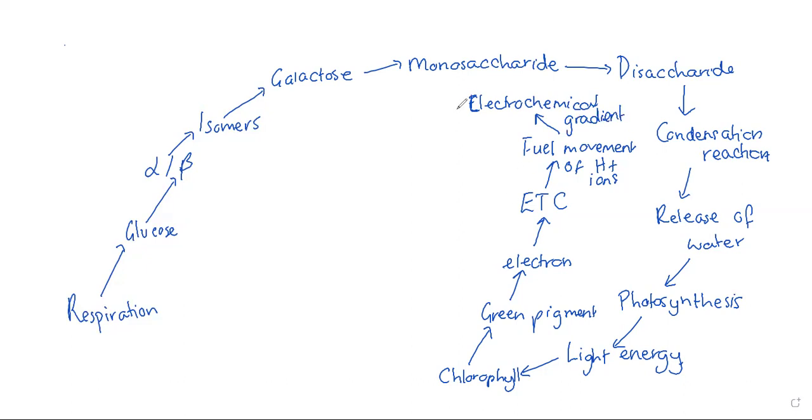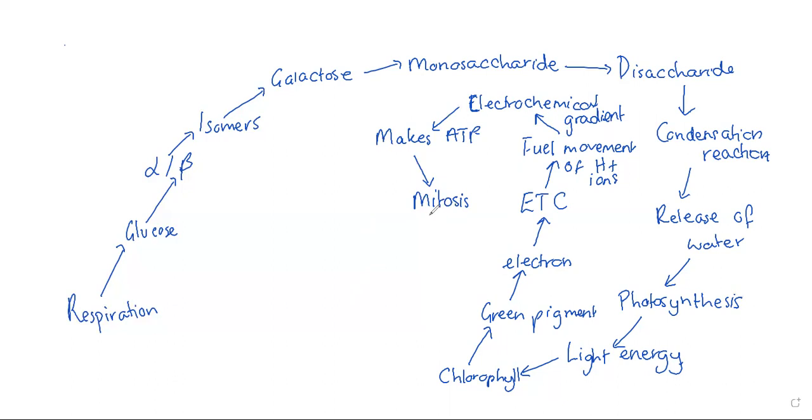What else can we use here? And that gradient is used to make ATP ultimately. ATP is used for a lot of different activities. So one of them is actually mitosis. So I'm jumping topics a little bit there, but you can do that. That's what we're doing. We're making connections. So mitosis is cell division.